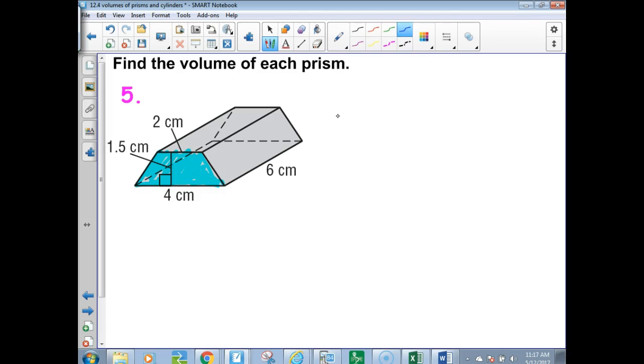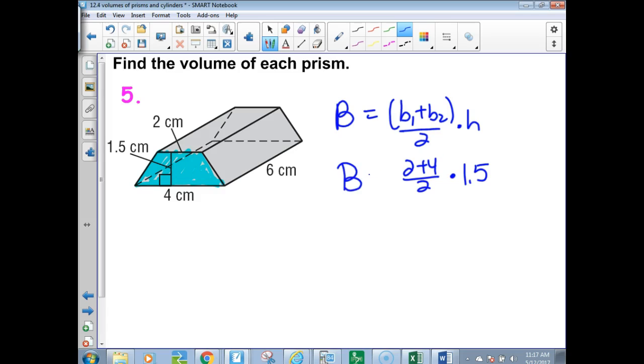Okay, area of the base is you have to add the bases of the trapezoid and divide by 2, then multiply times the height. So you have to remember that area formula for the trapezoid. Yep, the bases are 2 and 4, so you're going to add those, divide by 2, then multiply by the 1.5. That's going to give you the base area. Okay, so that's 6 divided by 2, 3 times 1.5, which is 4.5.